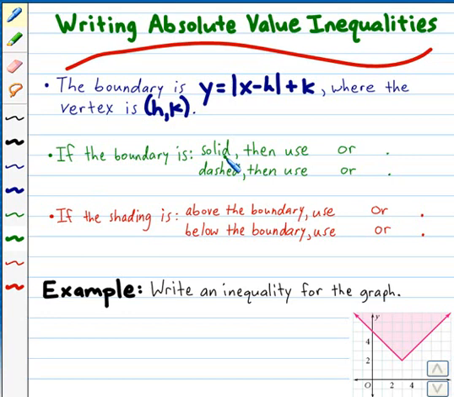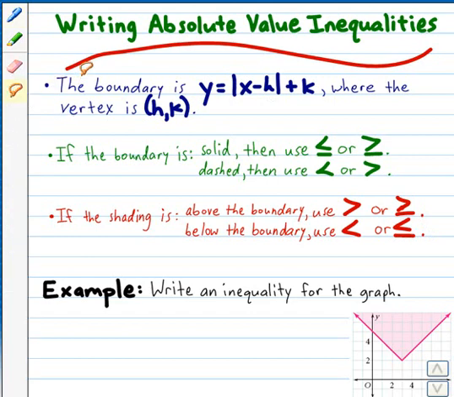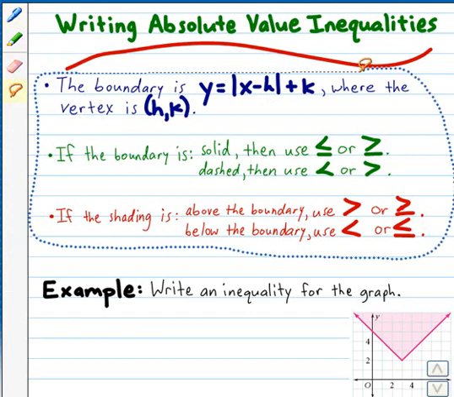If the boundary is solid, then use less than or equal to or greater than or equal to for your inequality. And if the boundary is dashed, then use less than or greater than. If the shading is above the boundary, you want to use greater than or equal to. And if the shading is below the boundary, use less than or equal to. Now let's use this information to work through an example problem together.